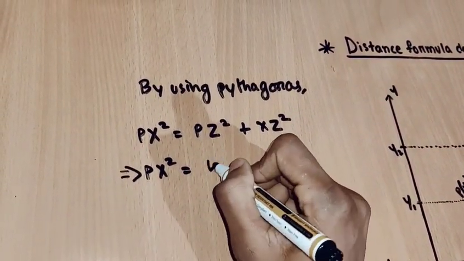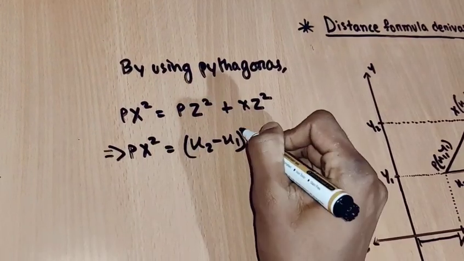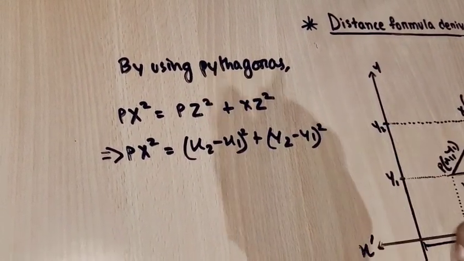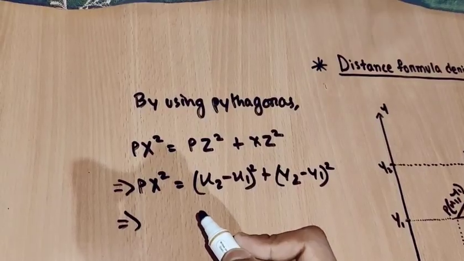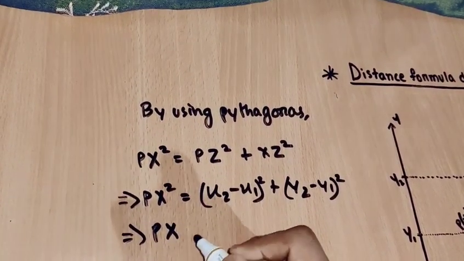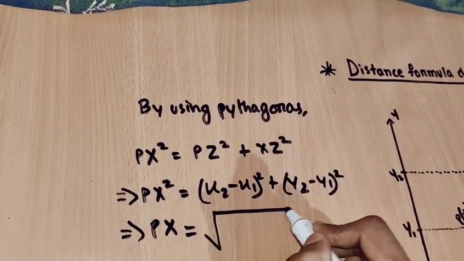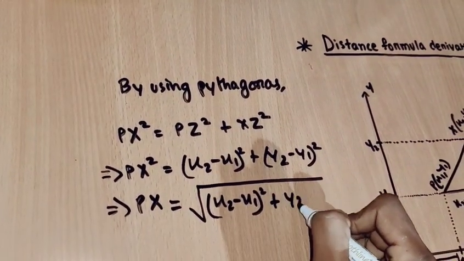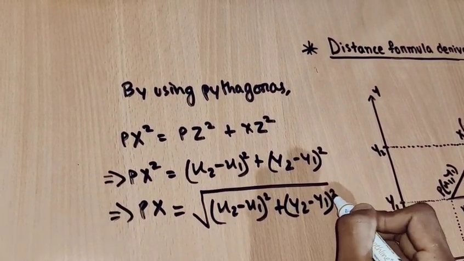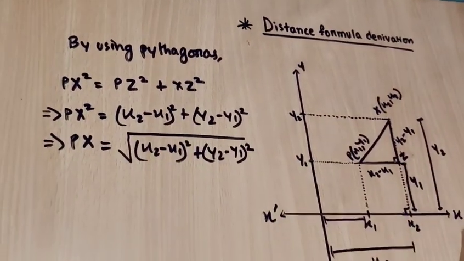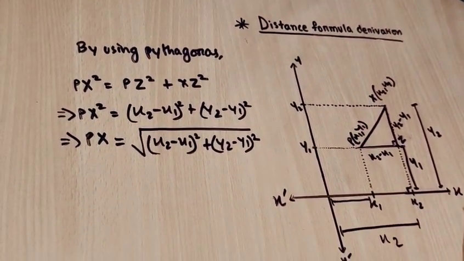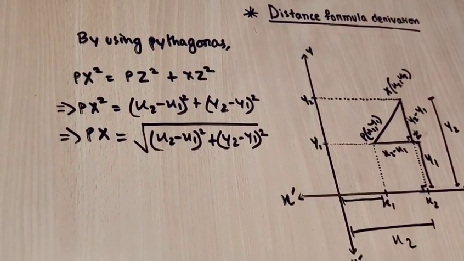It is in the given only. PX square is equal to x2 minus x1 whole square plus y2 minus y1 whole square. And our derivation is almost completed, because PX we can write it as root over x2 minus x1 whole square plus y2 minus y1 whole square. This is the distance formula. By using this concept, it was a very easy sum, and everybody can do it.